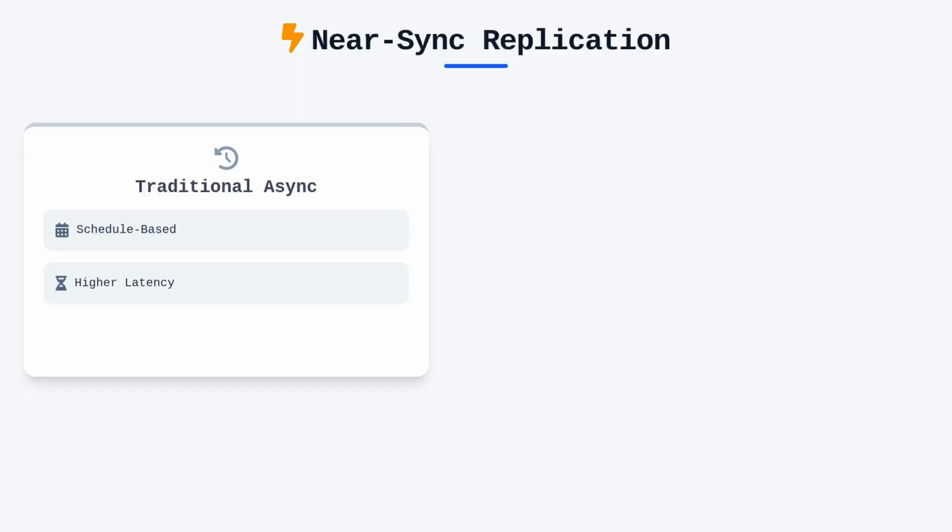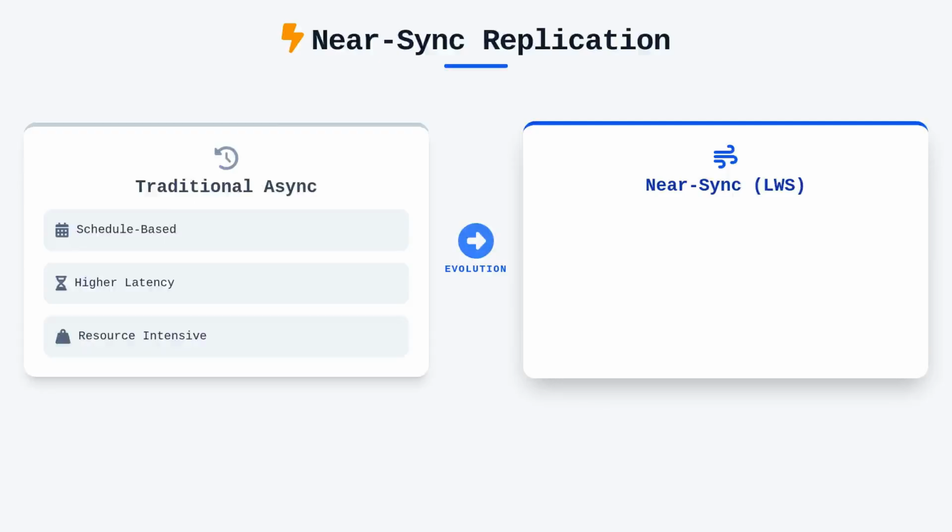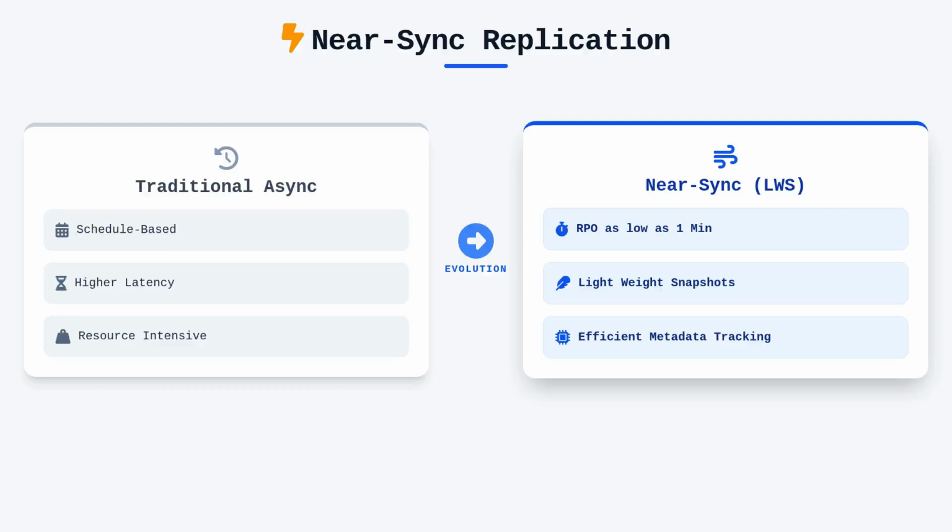To bridge this gap, Nutanix utilizes lightweight snapshot technology, often referred to as LWS. Unlike standard snapshots that can be resource-intensive, LWS minimizes the overhead on the storage controller by tracking metadata changes more efficiently. This allows the system to take snapshots much more frequently without negatively impacting the performance of the production workload.